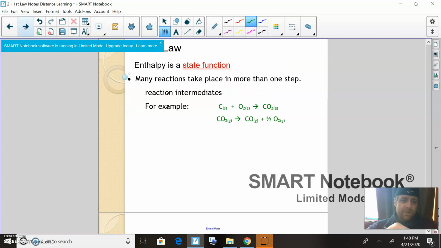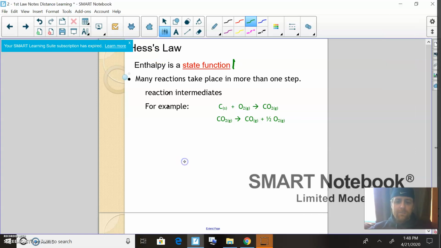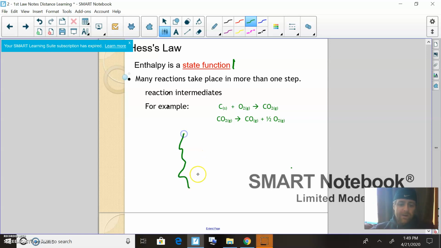So what is Hess's law? Enthalpy is a state function. We talked about state being the final: we don't care about the in between, all we care about is the end. A path function cares about how you got there, where a state function just says, I went from point A to point B. How did you get there? It doesn't matter as long as I get there.